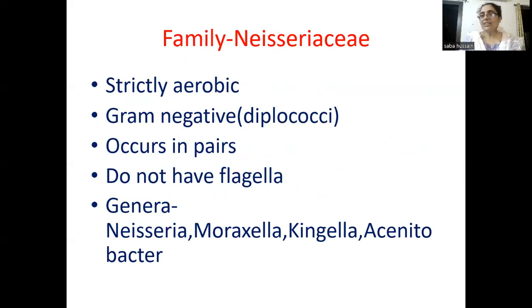Genus Neisseria comes under the family Neisseriaceae, which is strictly aerobic. Now here you can see this is an exception to that phylum, proteobacteria. So here it is strictly aerobic. Gram-negative diplococci. It occurs in pairs. It does not have flagella. So genera coming under Neisseriaceae do not have flagella. So what are the genera which are covered? Plural of genus is genera. So what are the genera that fall under the family Neisseriaceae? It's Neisseria, Moraxella, Kingella, Acinetobacter.